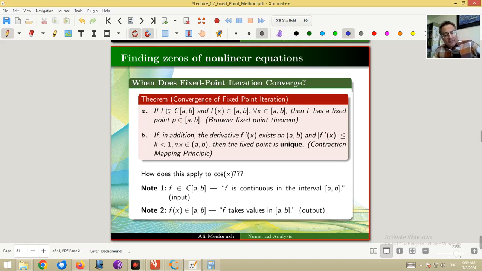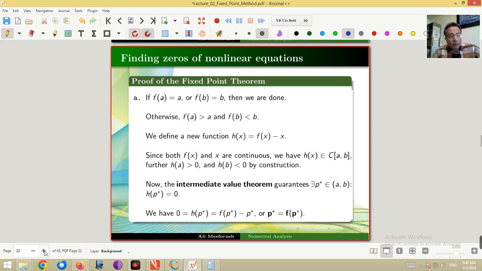So in fact, the continuity of f, okay, means we have a fixed point for the equation. But if in addition f prime of x exists on the interval [a, b], and the absolute value of f prime of x is less than k, and k is less than 1 for all x in the interval [a, b], then the fixed point is unique. The fixed point is unique. This is the most important theorem in the fixed point story.